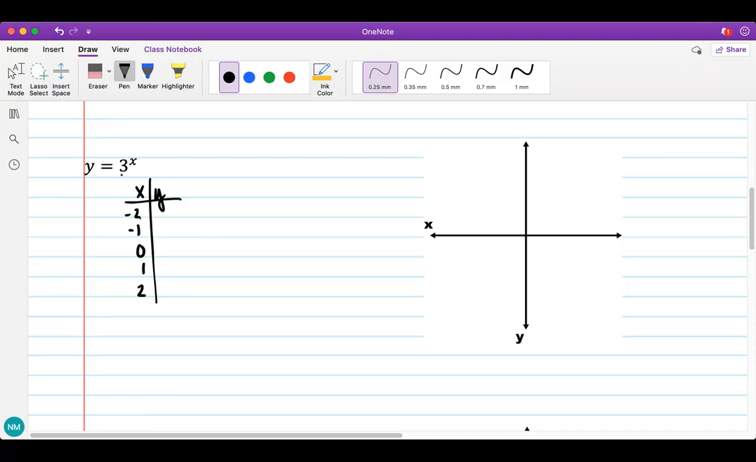So 3 to the 0 power. We spoke about this again before. 3 to the 0, so this is equal to 3 to the x, right? Anything to the 0 power is equal to 1. So my point here is 0, 1. So I'm going to plot that right here. Let me put some ticks.